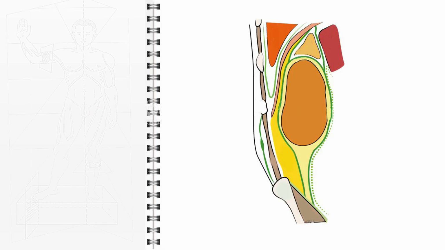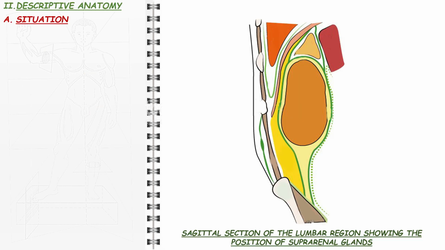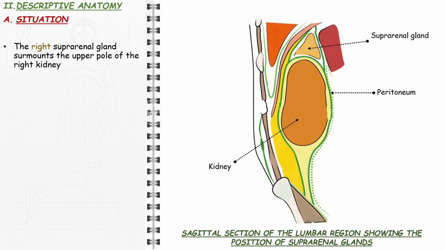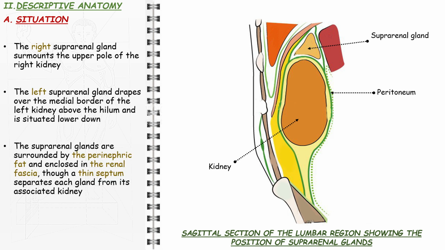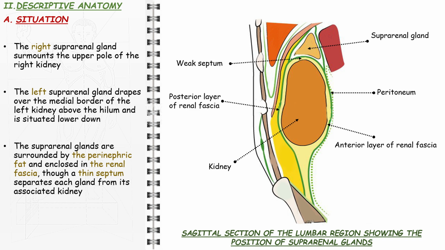The right suprarenal gland surmounts the upper pole of the right kidney. The left suprarenal gland drapes over the medial border of the left kidney above the hilum and is situated lower down. The suprarenal glands are surrounded by the perinephric fat and enclosed in the renal fascia, though a thin septum separates each gland from its associated kidney. The whole kidney compartment is covered in front by the posterior parietal peritoneum.